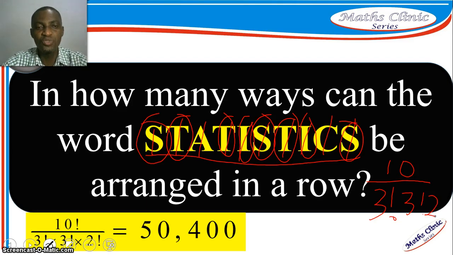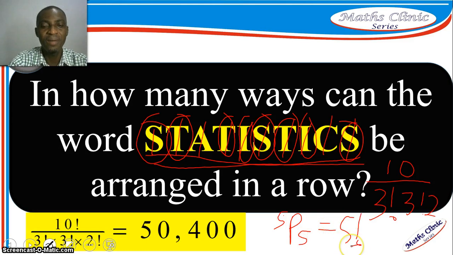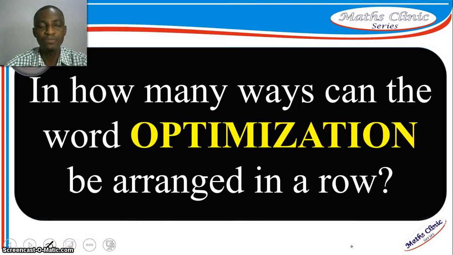So you see the difference between when we have repetition and when we don't have repetition. When there is no repetition, we look at the whole letters, we write the number of letters. If it is 5, we say 5 permutation 5, or we can just say 5 factorial ways. But if there are some repeating, then we mention the factorial, then we divide by the number of letters that are repeating. Now let's take another example.